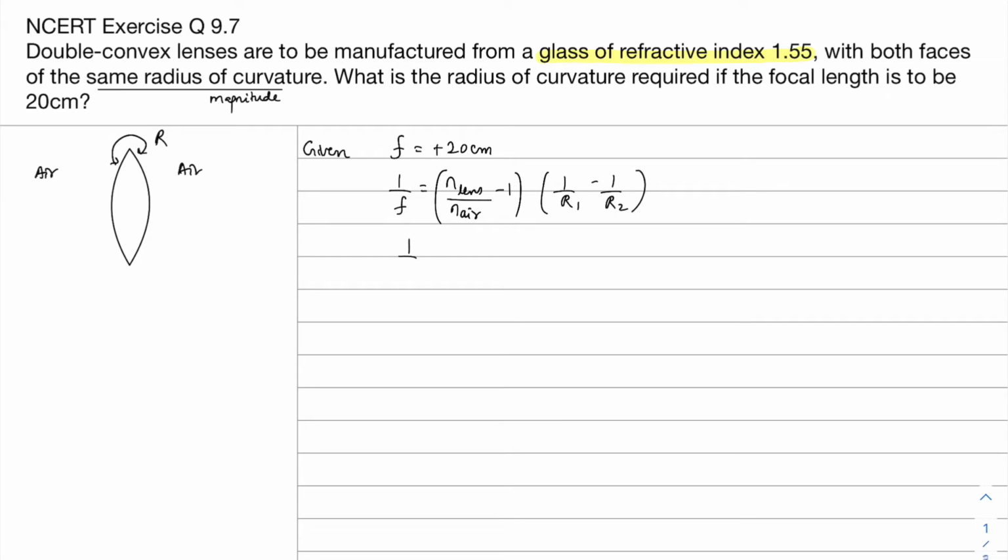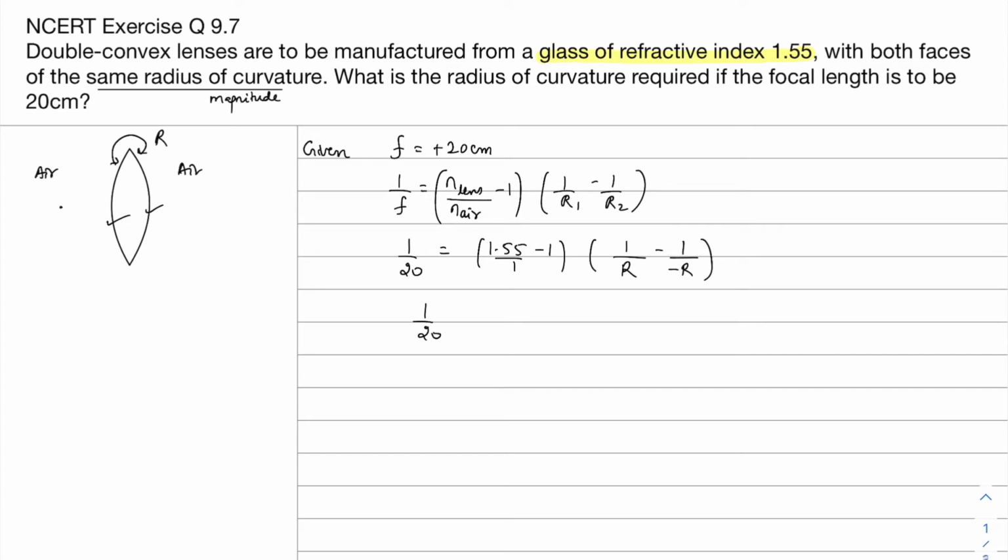If I put it, it would be 1 upon 20. N of lens you know is 1.55, air is 1, minus 1, into 1 over r1. If I take this as r1, then as per our convention it would be plus r, minus 1 over r2, and r2 means this one, which as per our convention would be minus r because its center would be here, so the center of curvature's coordinate would be negative. So our sign convention makes r1 as plus r, r2 as minus r.